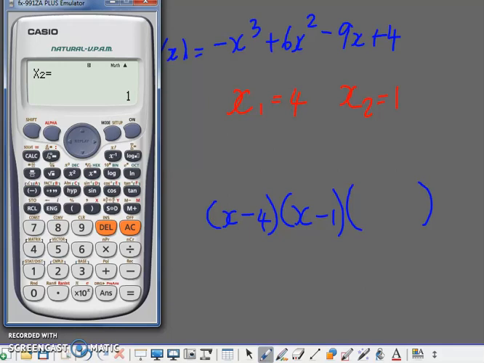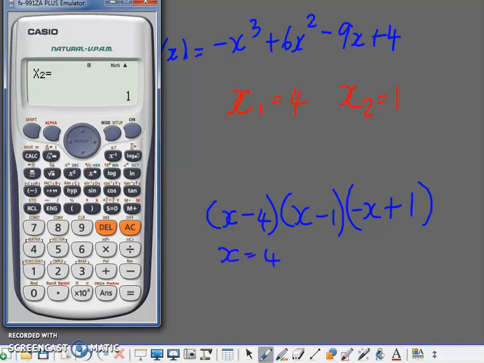I know that x multiplied by x is x squared. I need negative x cubed, so I multiply with negative x. Then negative 4 multiplied with negative 1 will give me positive 4. I need to get a number here that I will multiply with to give me positive 4. What must I multiply with positive 4 to get positive 4? I must multiply with positive 1. So there are all my factors.